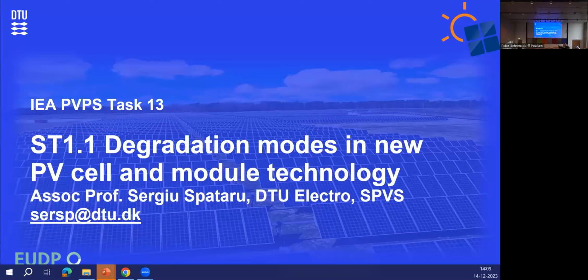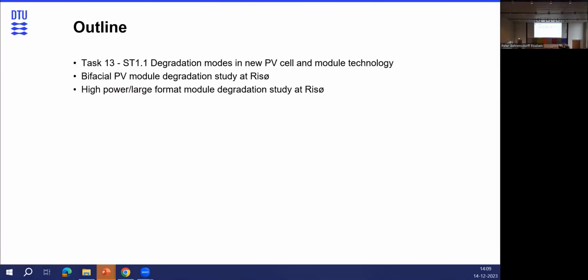I will summarize some of the great work that has been done in subtask 1.1. The main focus will be the work in subtask 1.1, and if we have time, I can go a little bit into the research we do here in relation to degradation modes.